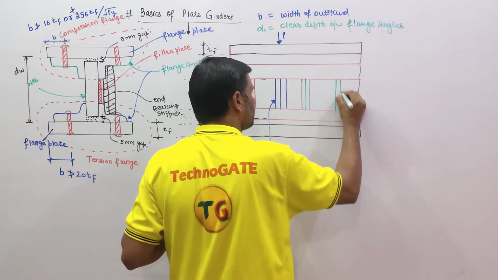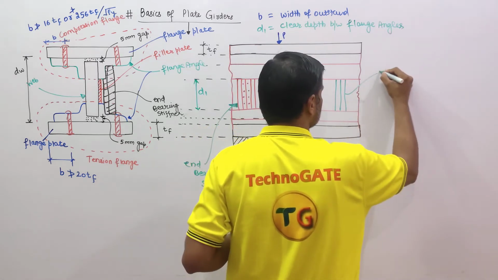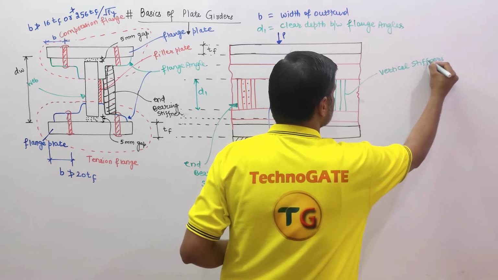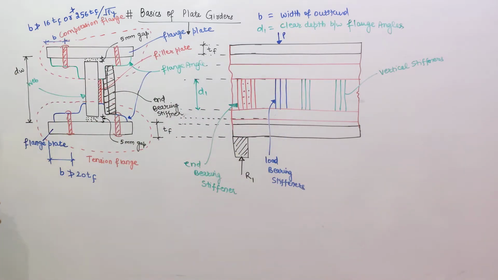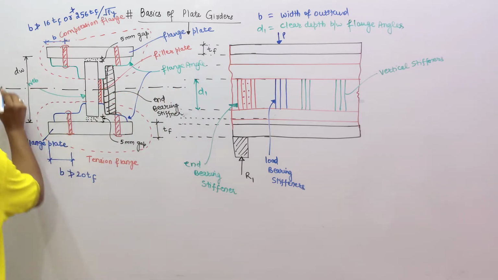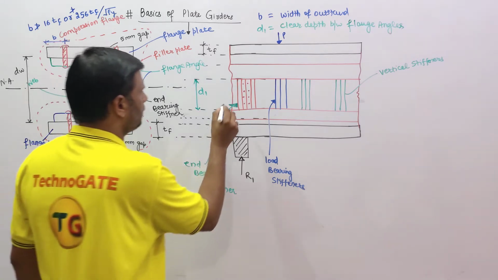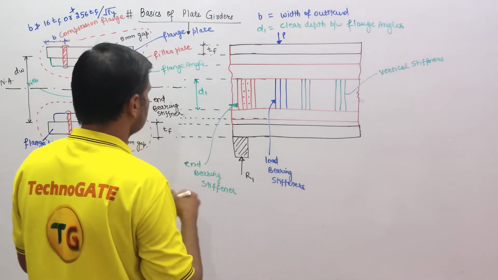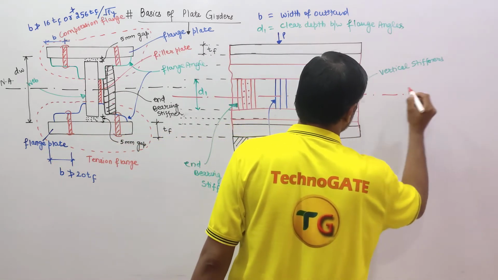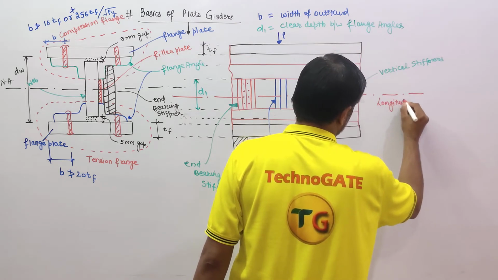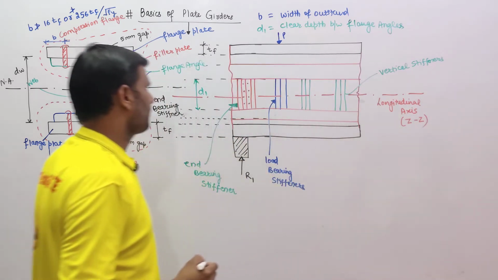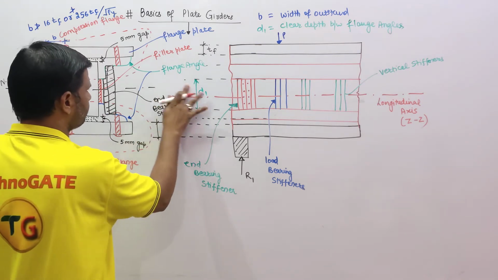These are vertical stiffeners. Here, this is our neutral axis, and this red color line, the central line, is called the longitudinal axis ZZ. Longitudinal axis ZZ. That is a different diagram.